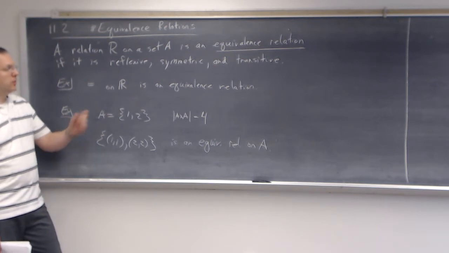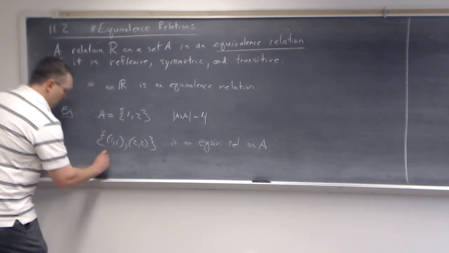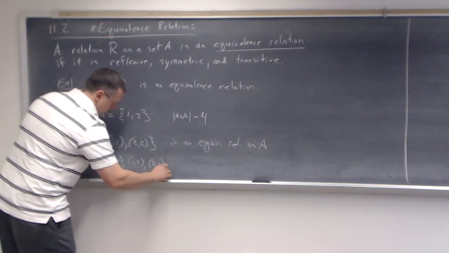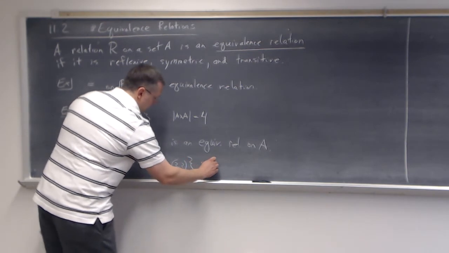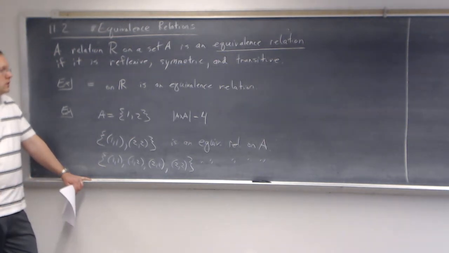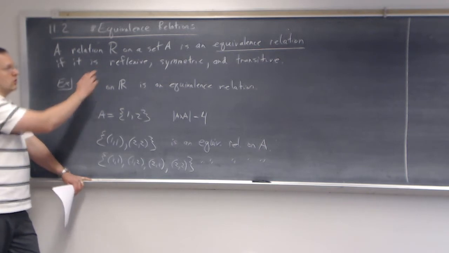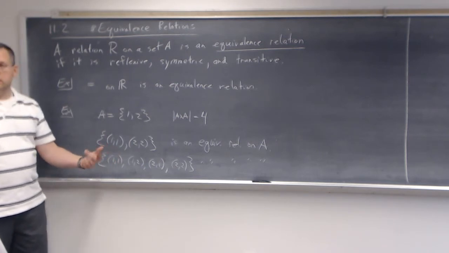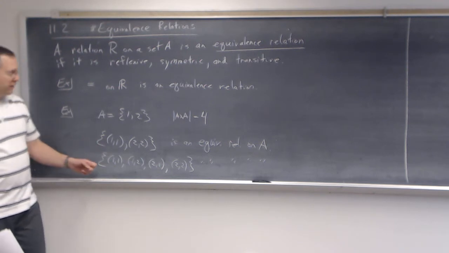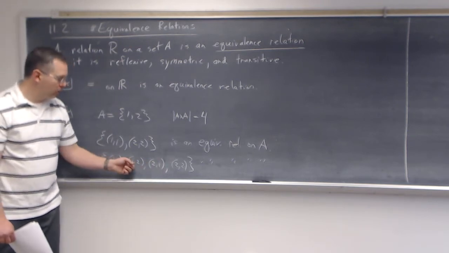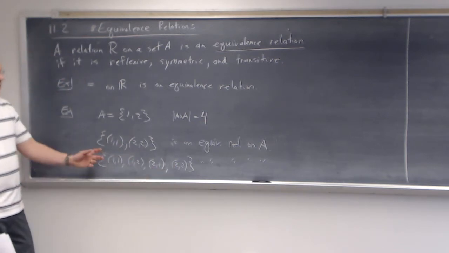Another equivalence relation would be the whole set. If you have the whole set, you're not missing any elements, so you're going to have all these characteristics. It's reflexive, it's got (1,1) and (2,2). It's symmetric: if you take any point and reverse the coordinates, that point's also in the set. And it's transitive. For example, (1,2) and (2,1) would force (1,1) to be in there, and it is. (2,1) and (1,2) would force (2,2) to be in there, and it is. So those are the two equivalence relations.